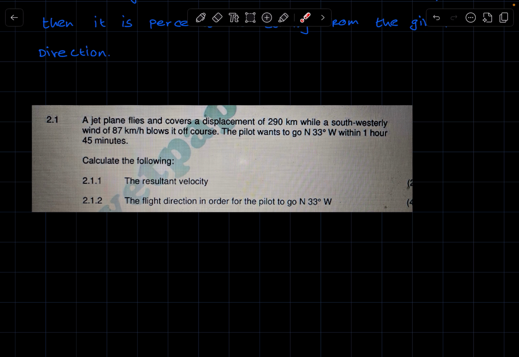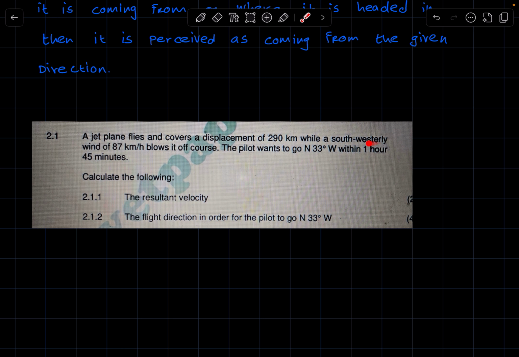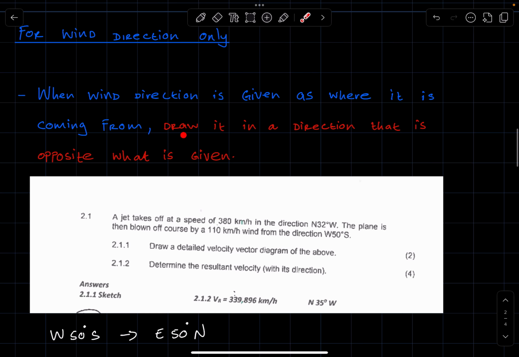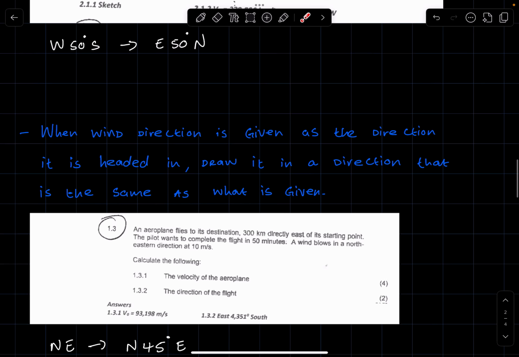It is unclear if the wind vector is coming from this direction or going in this direction. So because it is unclear, then you must perceive this direction as if the wind vector is coming from this direction. So if it is coming from this direction, it means, just like the first scenario, you must draw the wind vector in a direction that is opposite the one you've been given.